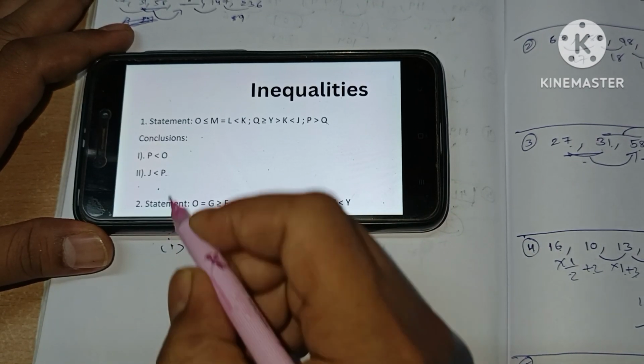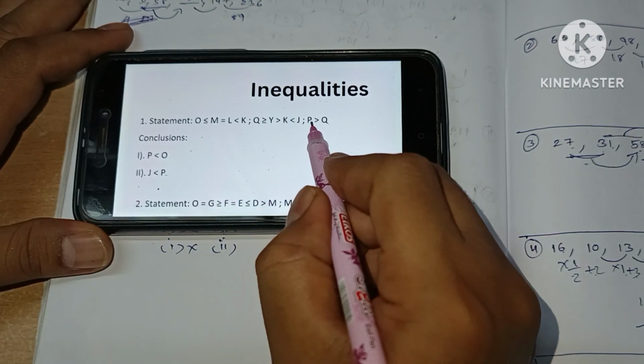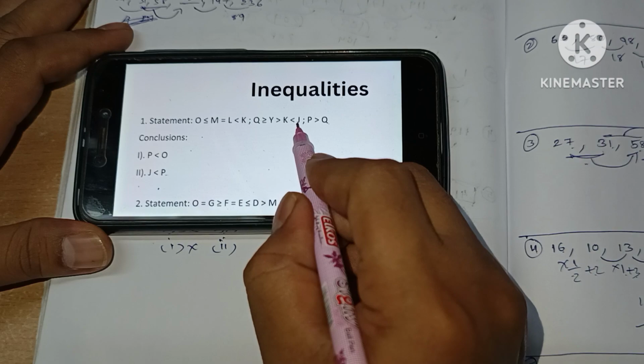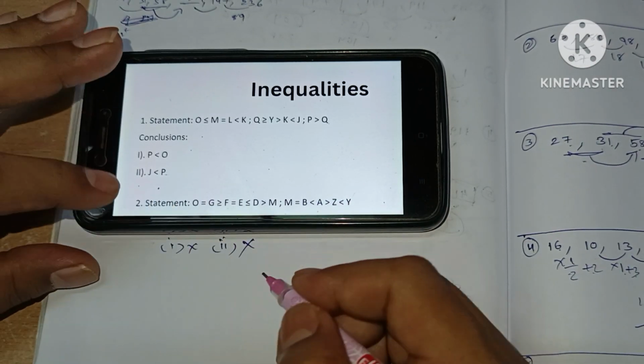Second conclusion, the flow from P to J. From P we can reach to Q. From Q we can reach to K but not to J. So second conclusion is false. Neither one nor two is the answer.